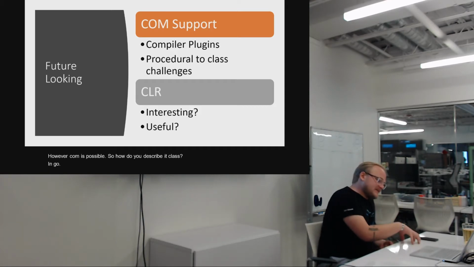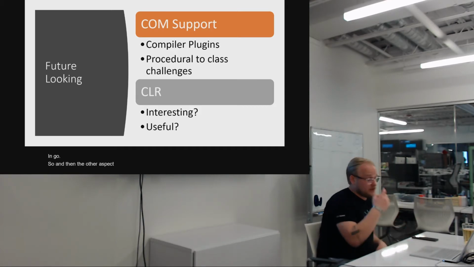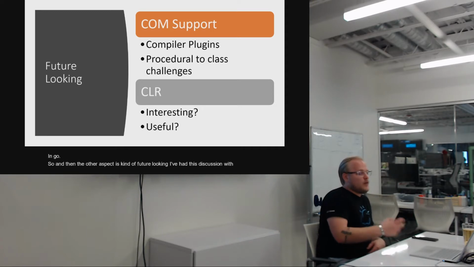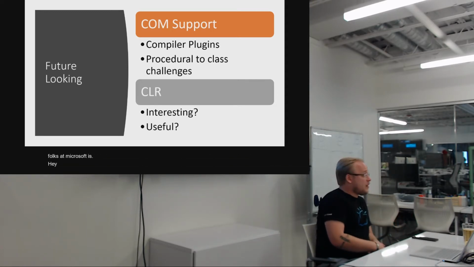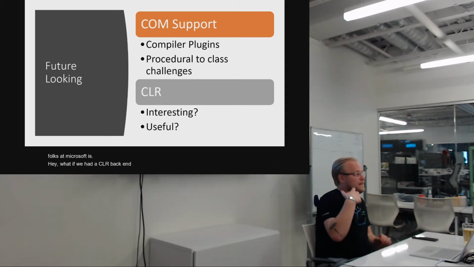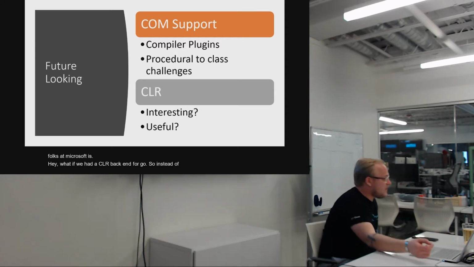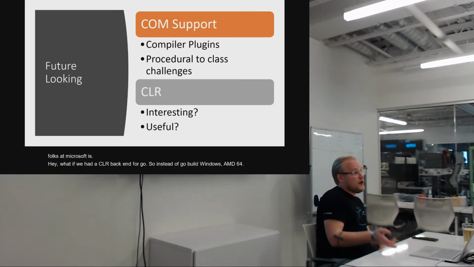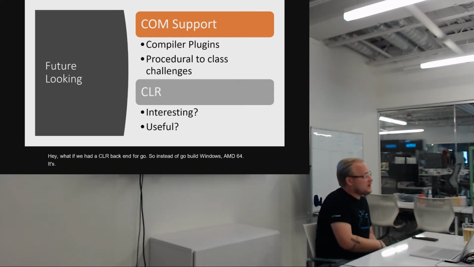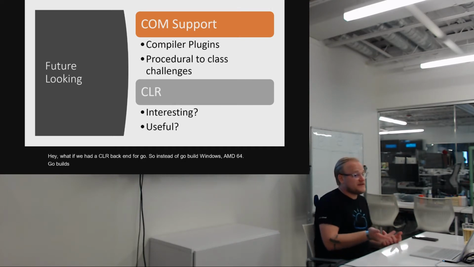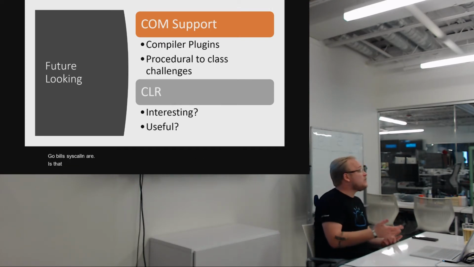And then the other aspect that's future looking, and I've had this discussion with several folks at Microsoft, is, hey, what if we had a CLR backend for Go? So instead of go build Windows AMD 64, it's go build sysclr. Is that interesting? Is it even useful?